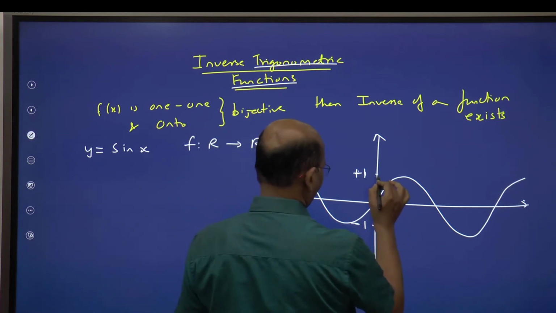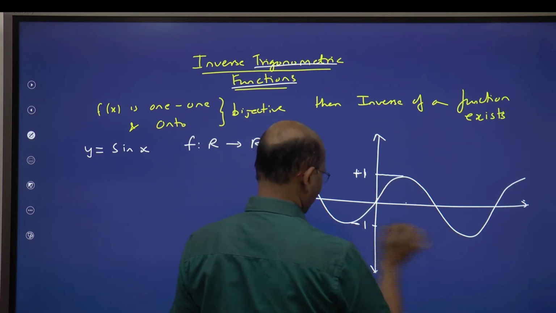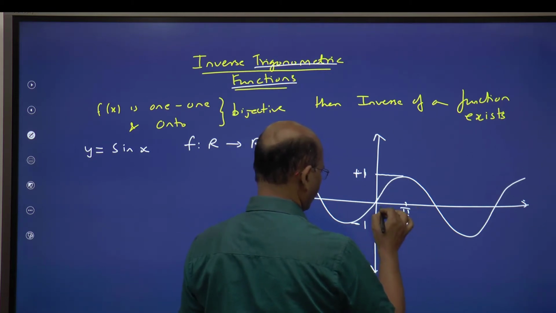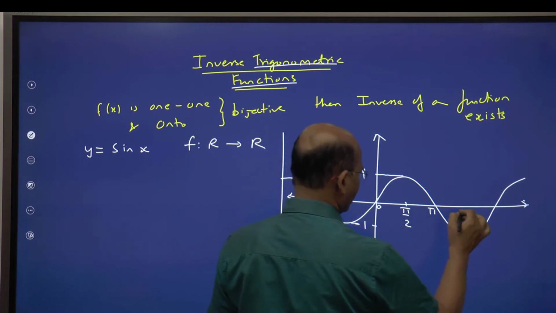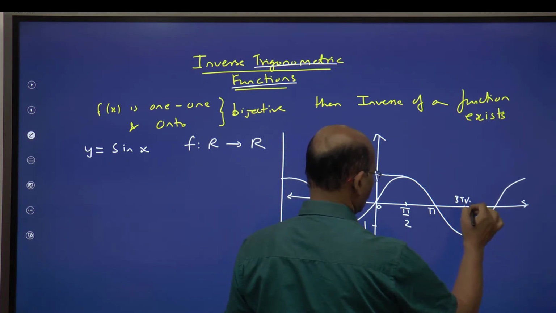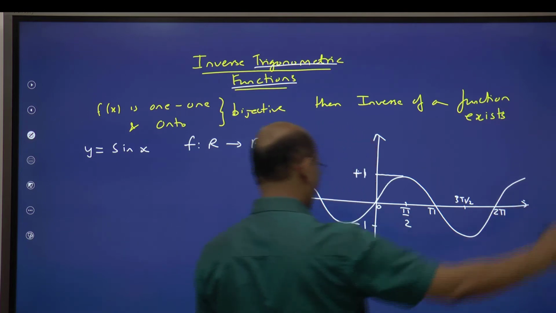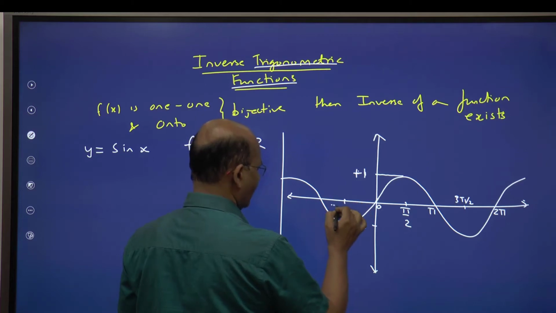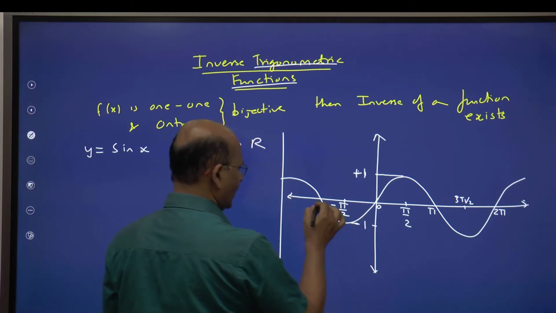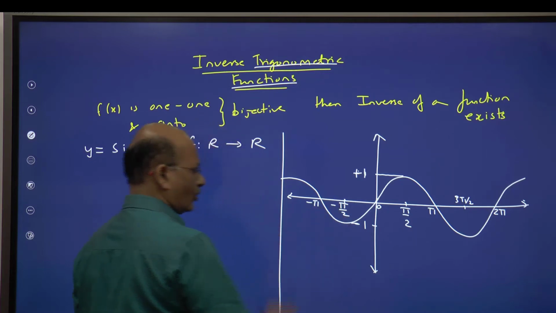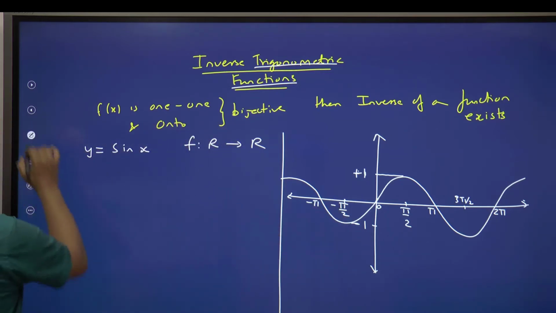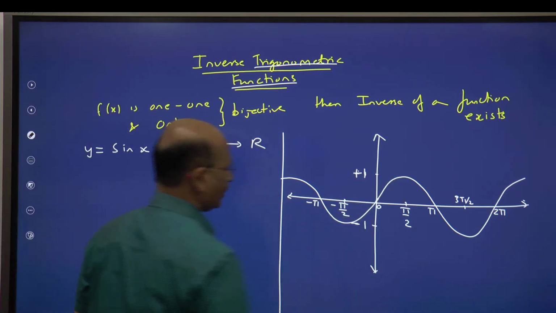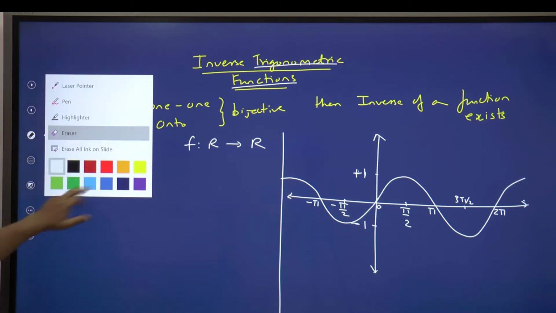This is 1, this is minus 1. So here it is pi by 2, this is 0, this is pi by 2, this is pi, this is 3 pi by 2, this is 2 pi and so on. Similarly on the left hand side you have 0 here, this I can take as minus pi by 2 and this is minus pi and so on. Now first thing I want to share, I want everyone to pay attention. Something very important is coming up on the screen.